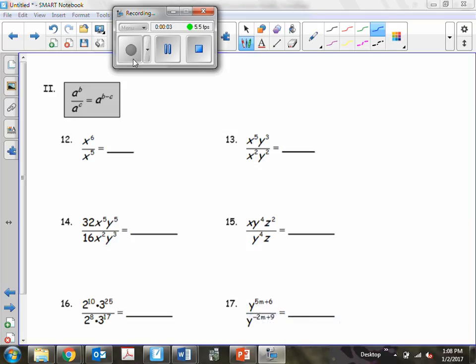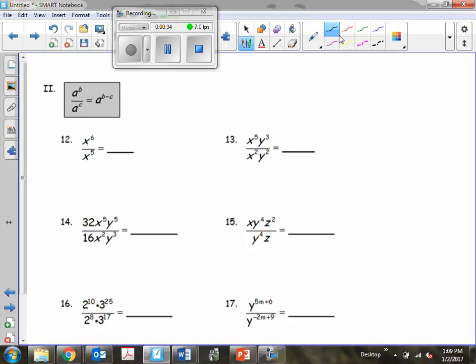When we are dividing like bases, like we have right here, we end up subtracting the exponents, where we subtract the numerator by the denominator. So for instance, if I look at this general rule that I have right here, I have a to the b divided by a to the c. Since a and a are like bases, I would subtract b minus c to figure out what I would get.